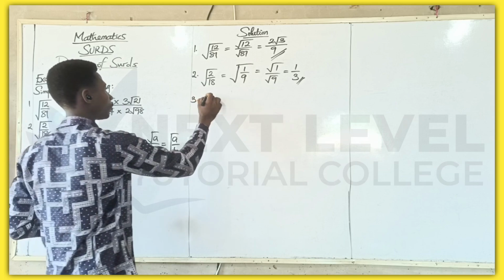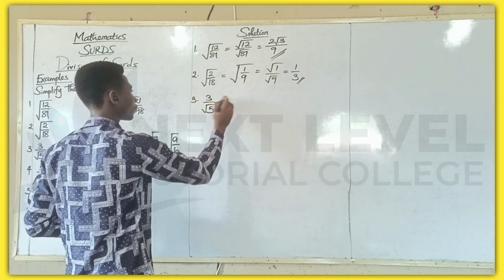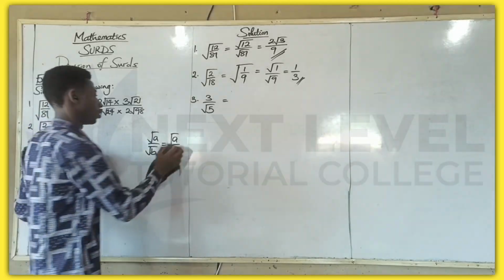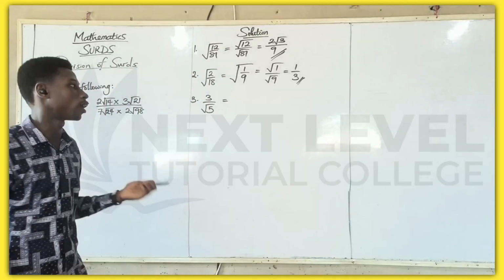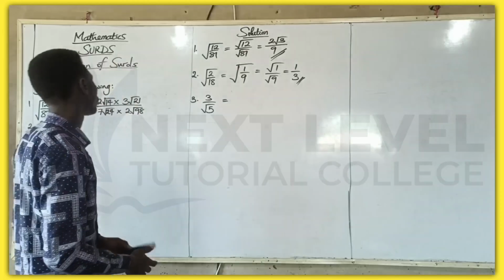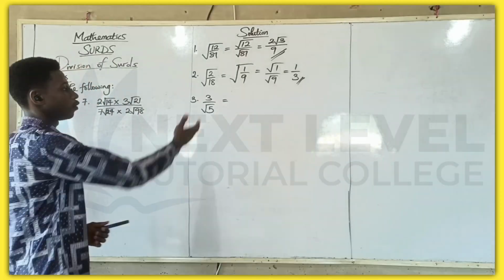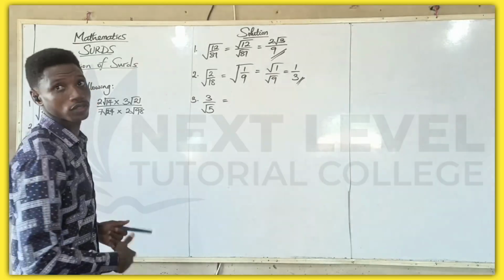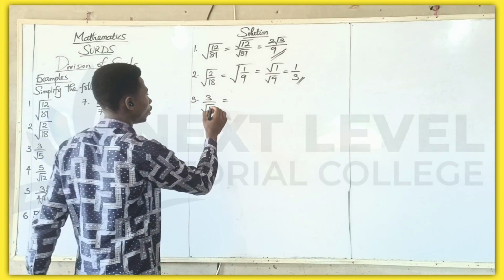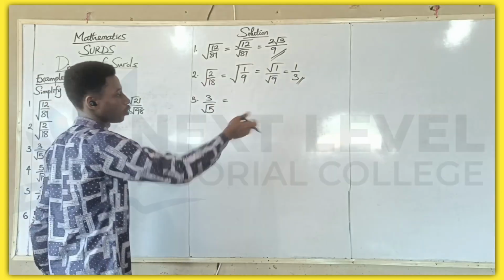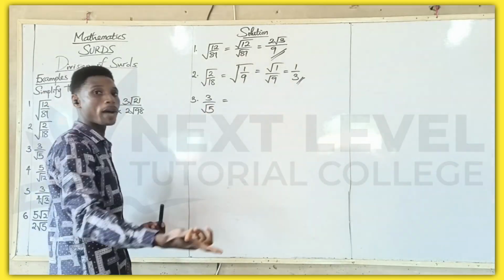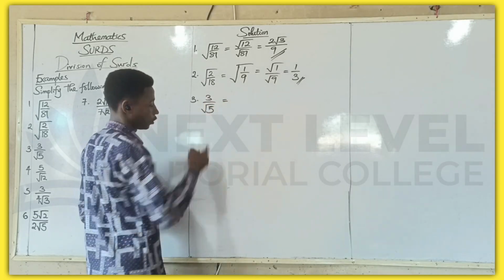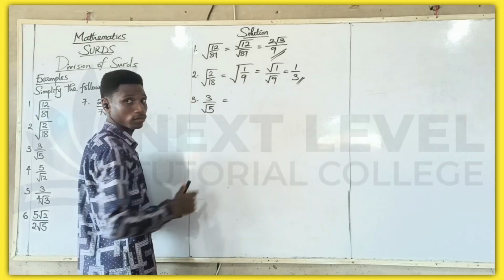Number 3, we have 3 over root 5. Now, this is where it is important to understand that in mathematics, we do not leave irrational numbers as denominators. Surds are irrational numbers. That means when you find the square root of this, it gives you 2 point something, something, something. They are not whole number square roots, that's what we mean by irrational number. So basically, what you want to do is to rationalize the denominator. That means make the denominator a definite number. So as simple as that.